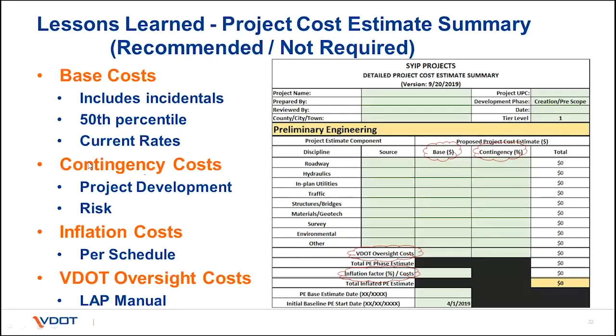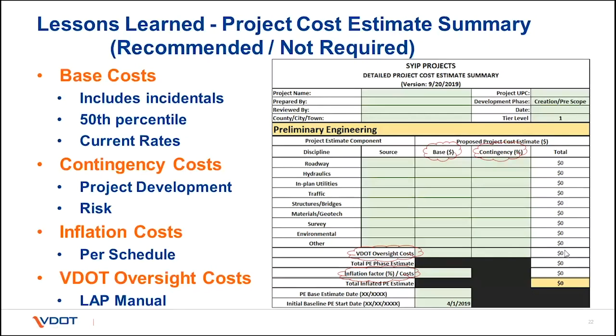I understand the PMO office is going to give recommended contingencies as well to be used. Also, inflation is included. There's an area down here that considers the inflation on the project to be explicitly input as a bottom line number. And then finally, VDOT oversight costs. These are the LAP manual costs. We've seen some applications where these costs have been missed. Again, we're putting a bottom line number here for those costs to be included as well.